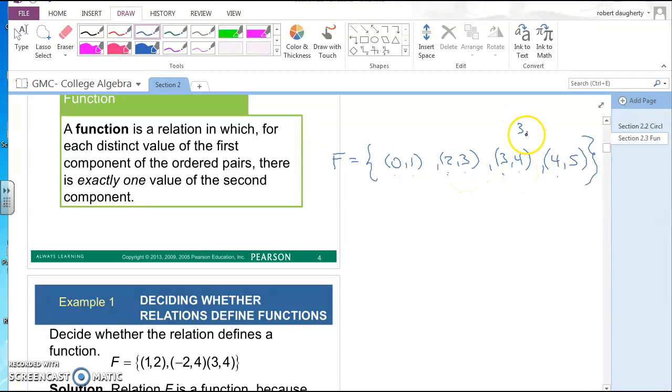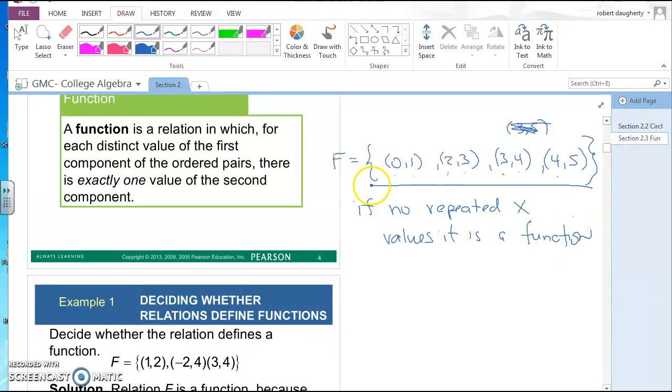Now, if it had also said input 3, output 4, and input 3, output 5, this is not a function. So what you're really looking for is this: if there are no repeated x values, it is a function. In this case where I've defined f, there are no repeated x values.